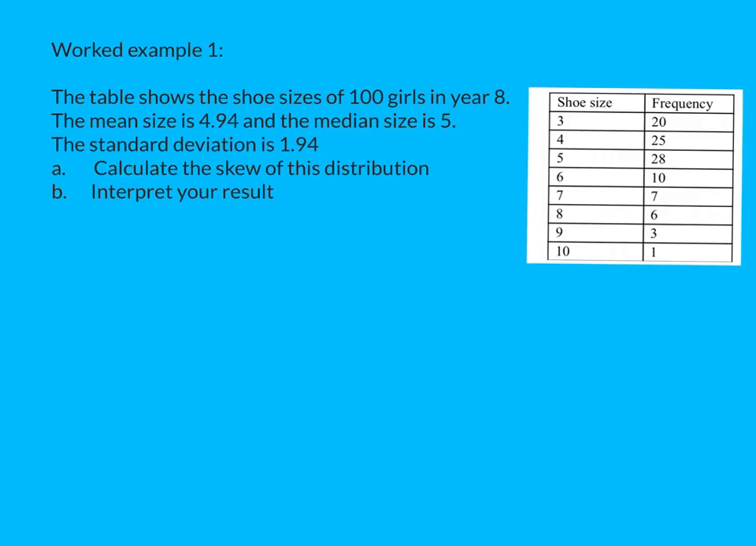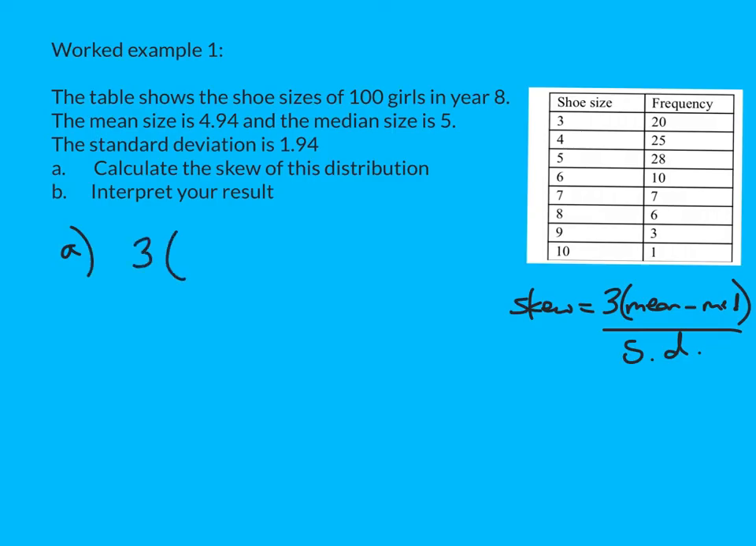For this worked example, we're given some shoe sizes of 100 students in Year 8, the mean shoe size, the median shoe size, and the standard deviation. And we have to calculate the skew. So I'm going to use the formula given to me in the formula book because it tells me calculate. Okay, 3 lots of the mean minus the median divided by the standard deviation. And the amazing thing is this question's given me all that information. I don't even need to use my calculator to calculate those myself. So I'm going to have a go at that first.